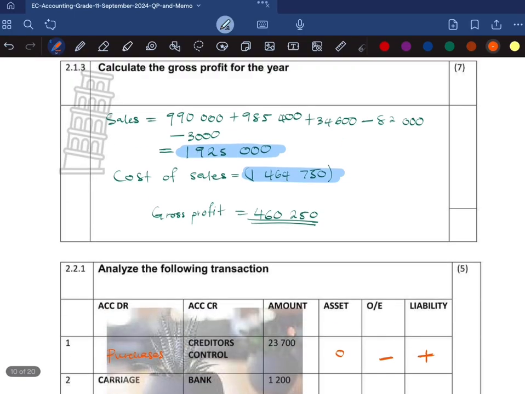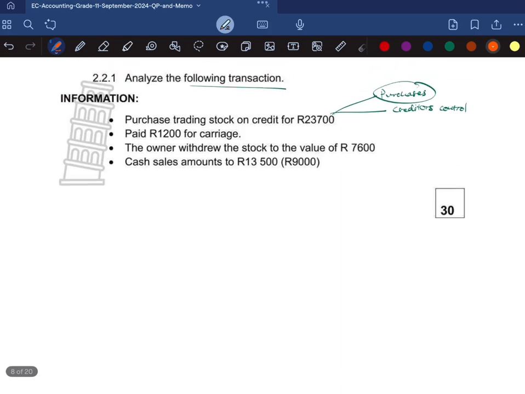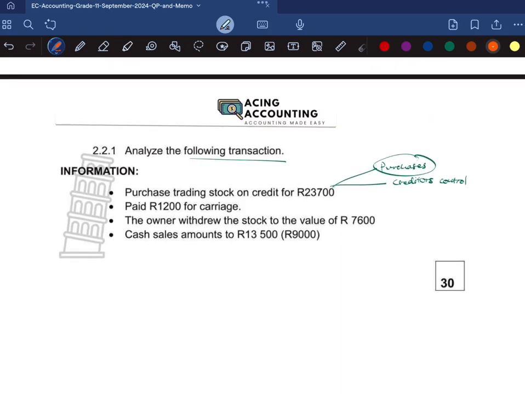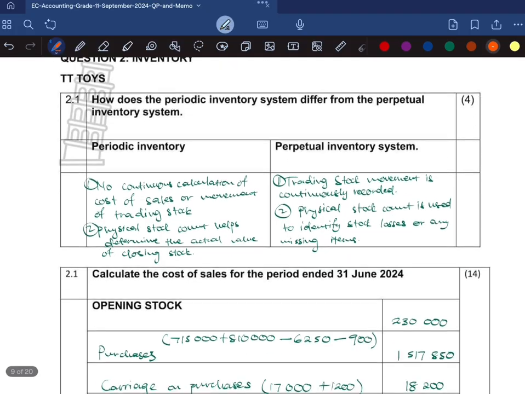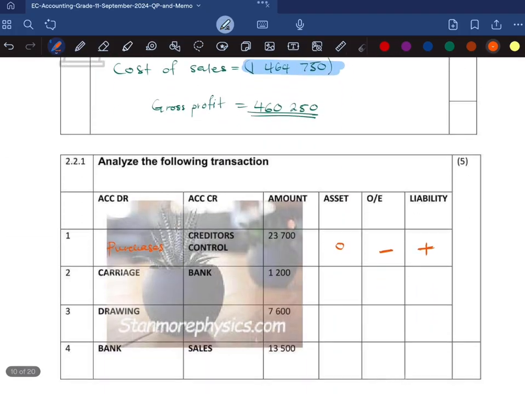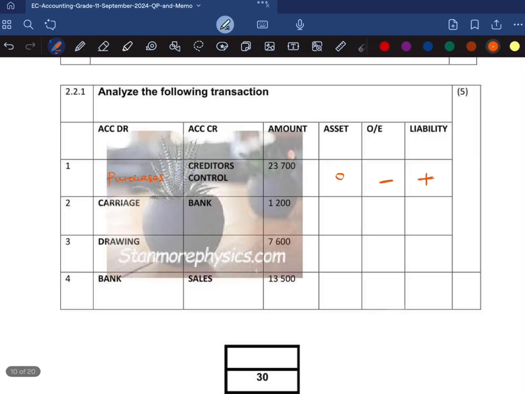And then the second one, we have paid 1,200 for carriage. So those are carriage fees, and we know that's an expense, and we paid through our bank. Okay, we're already given the account debited and account credited. 1,200 amount. What's happening to our assets? Our assets are going to decrease because of our bank. Our bank decreases, and bank is an asset. Then what happens to our owner's equity? Owner's equity decreases because carriage on purchases is an expense, and expenses decrease our owner's equity. Nothing happens to our liabilities.